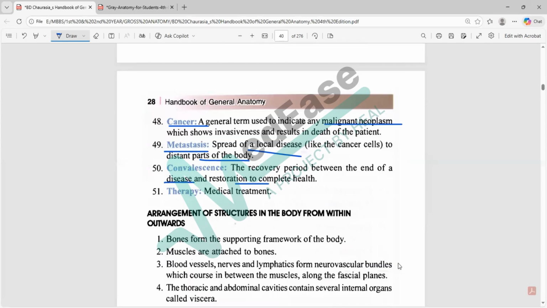So now we will be starting with the topic number.